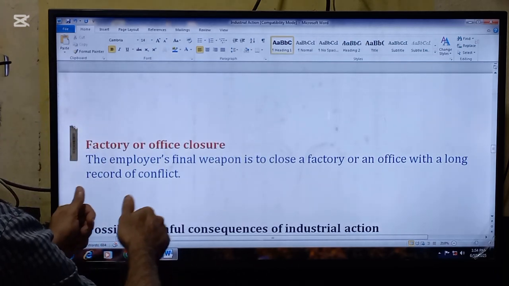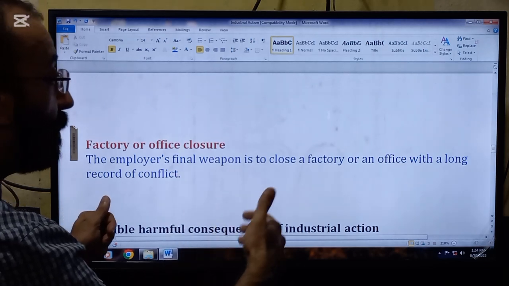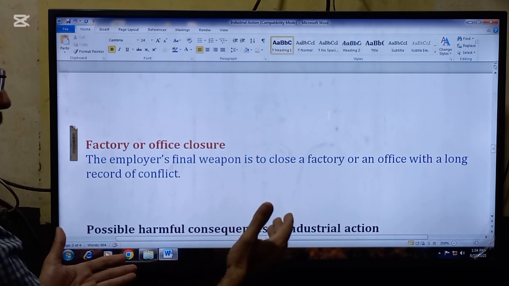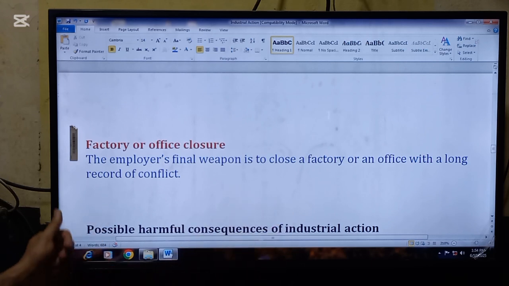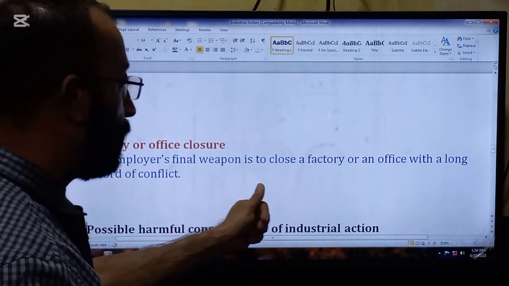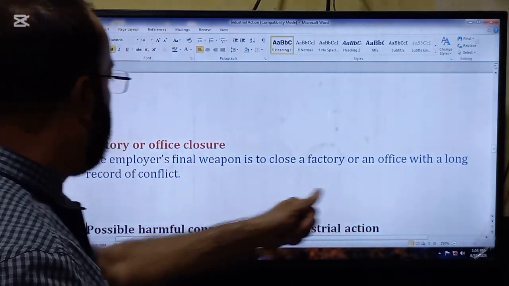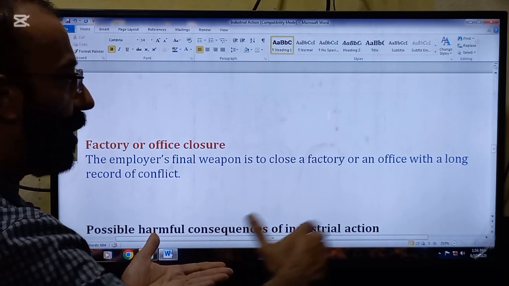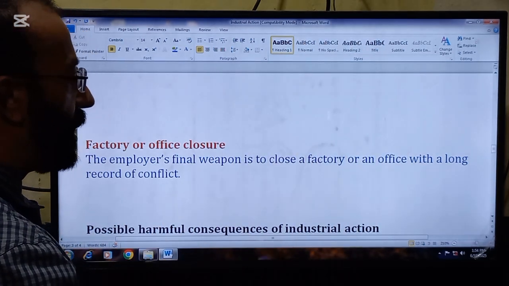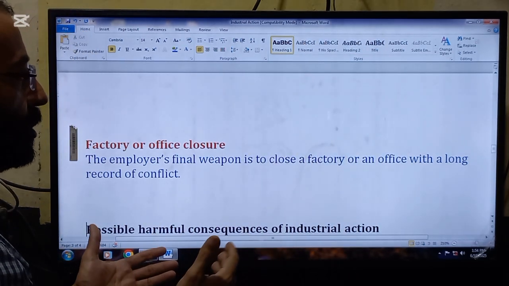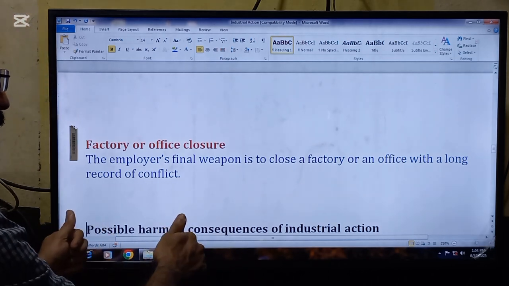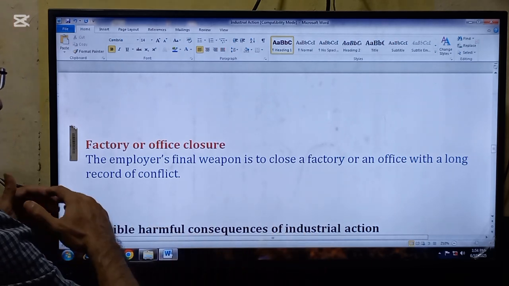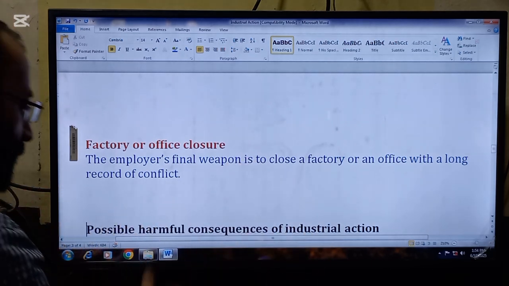Next is factory or office closure. This is an even stronger action which is taken by the employers against the industrial action. The employer's final weapon is to close a factory or an office with a long record of conflict. So if the industrial action prolongs and workers are not in a mood to work, this is the last weapon in the hands of the employers, to close the factory and office for a long record of the conflict.